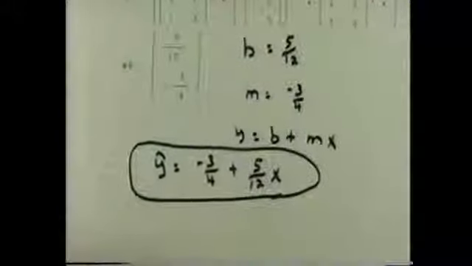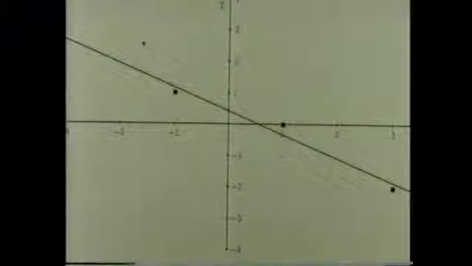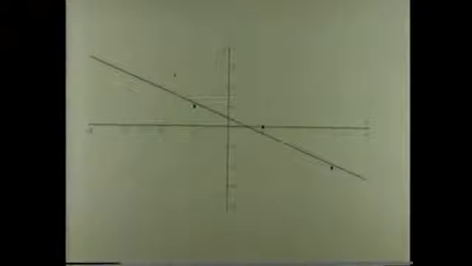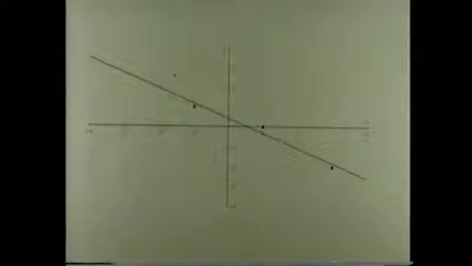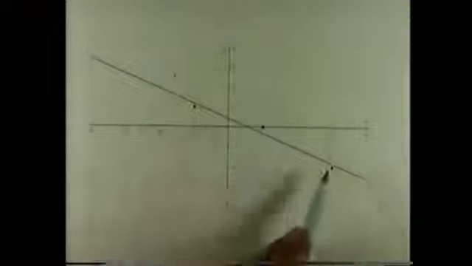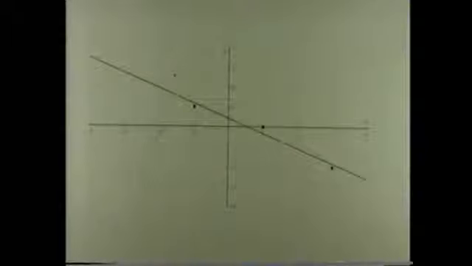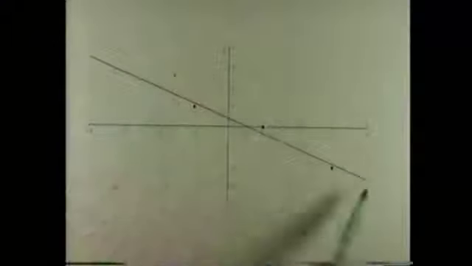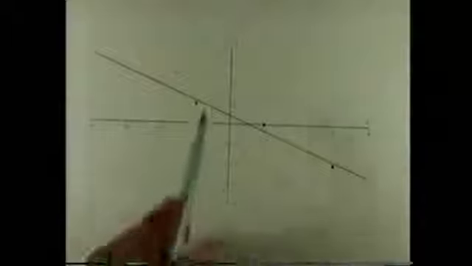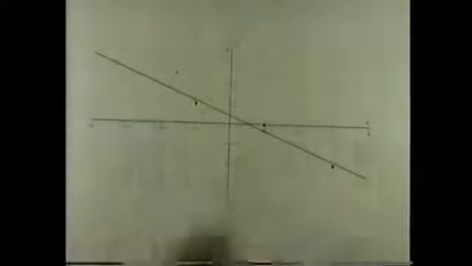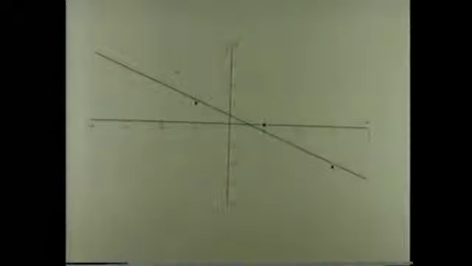Now I use Derive to plot the line and the points, so you can see how close the fit actually is. Here are the 3 points. Here's the equation of the line. I just had Derive plot the points, then I had Derive plot the line. And you can see how close it is. Pretty good fit.